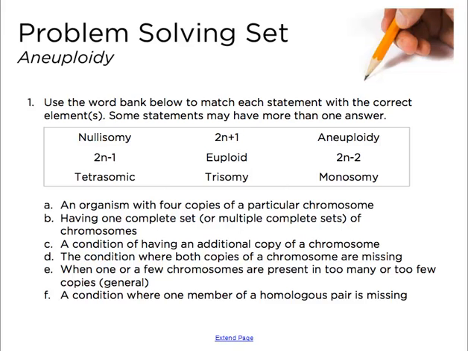Welcome to the problem-solving set on aneuploidy. Problem 1. Use the word bank below to match each statement with the correct element or elements. Some statements may have more than one answer. Part A. An organism with 4 copies of a particular chromosome.